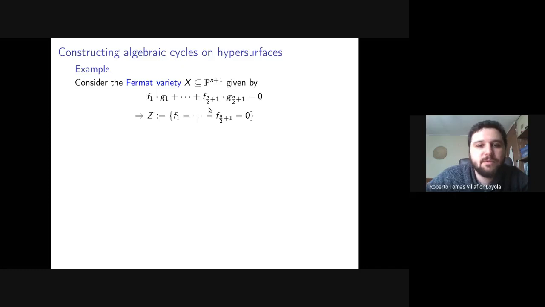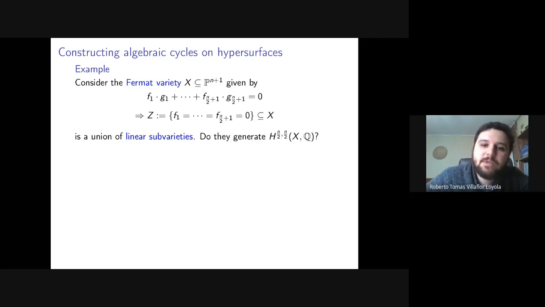And so we can construct the subvariety C given by choosing some of these polynomials and putting them equal to 0. This will obviously be an algebraic cycle inside Fermat, and furthermore, it will be a union of linear subvarieties, right? So in this way, we can produce a lot of algebraic cycles inside it. So the question is, do they generate the whole space of Hodge cycles or the space of algebraic cycles?